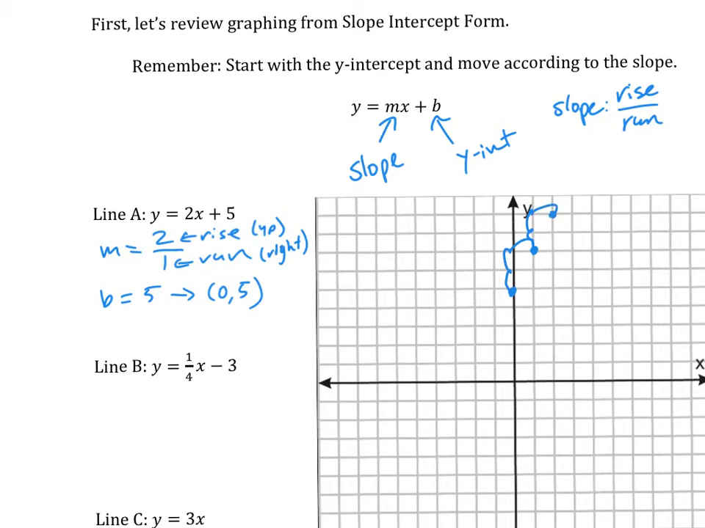I could also go down 2 and to the left 1. That'd be like plotting -2 over -1. This would be down, and this would be to the left. So line A here is going to be like that. It's a little shaky, but you can probably use a straight edge or a ruler to make it a better line. So this is going to be line A.